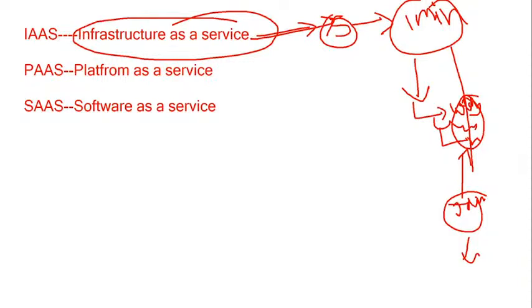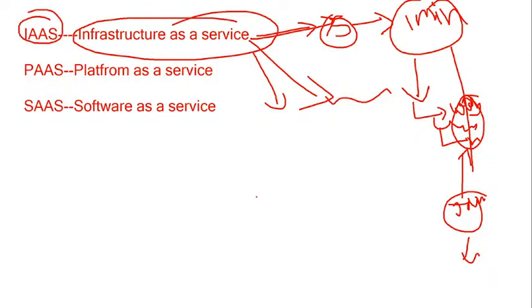Clear? For example, after 1 year your business is not good. Then go and destroy it at that moment. Whatever you have consumed until then, just pay for that. That is Infrastructure as a Service.